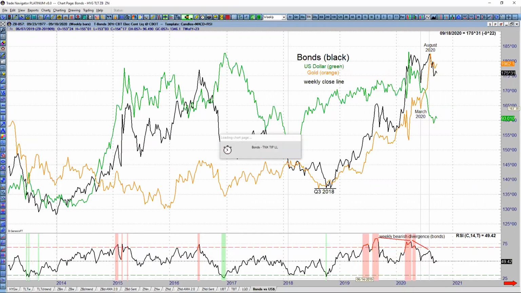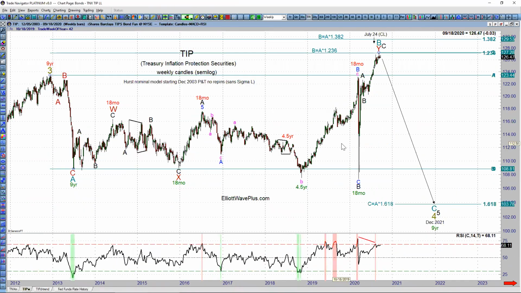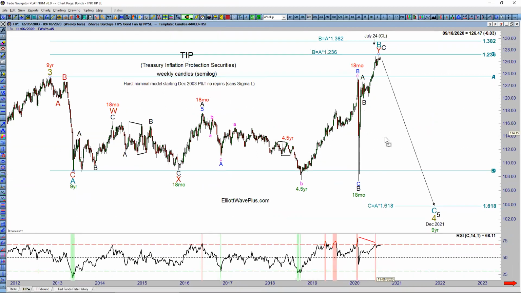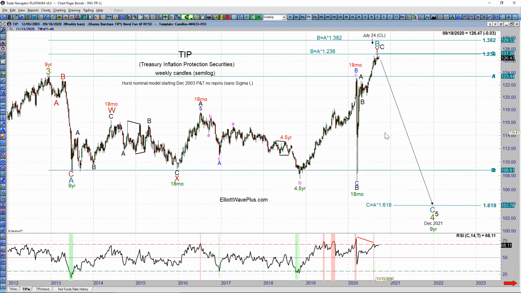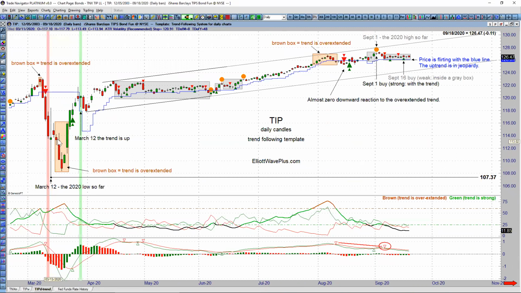Very quickly, I've been including this in the daily trend following template screenshots, and that is a trend following chart on TIPS, Treasury Inflation Protection Securities, showing that this expectation of inflation seems to be heavily agreed upon by most market participants. They believe that the actions of the Fed will create inflation, and that they're not, in other words, they're not deflationists.